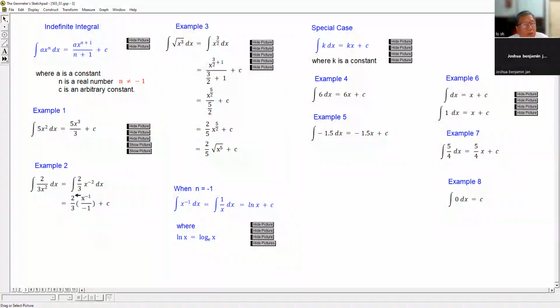Number 3 over 2, you just leave it there. Then this one, -2 plus 1 becomes -1. Then you divide by this new index, -1. Then plus c. Now, after I have increased the power by 1, I have already integrated. So if I have integrated, there is no more integration sign there.